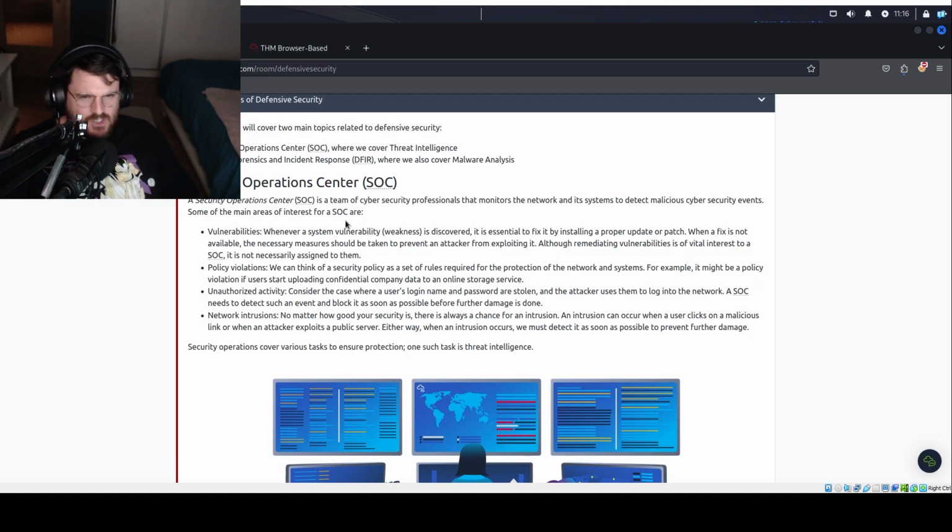Policy violations. We can think of a security policy as a set of rules required for the protection of the network and systems. For example, it might be a policy violation if a user starts uploading confidential company data to an online storage service. Jesus Christ, if that happens.